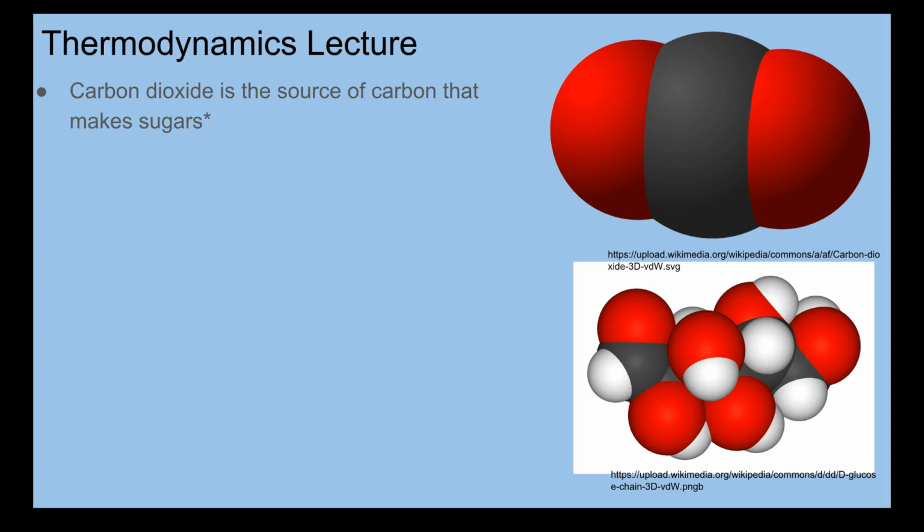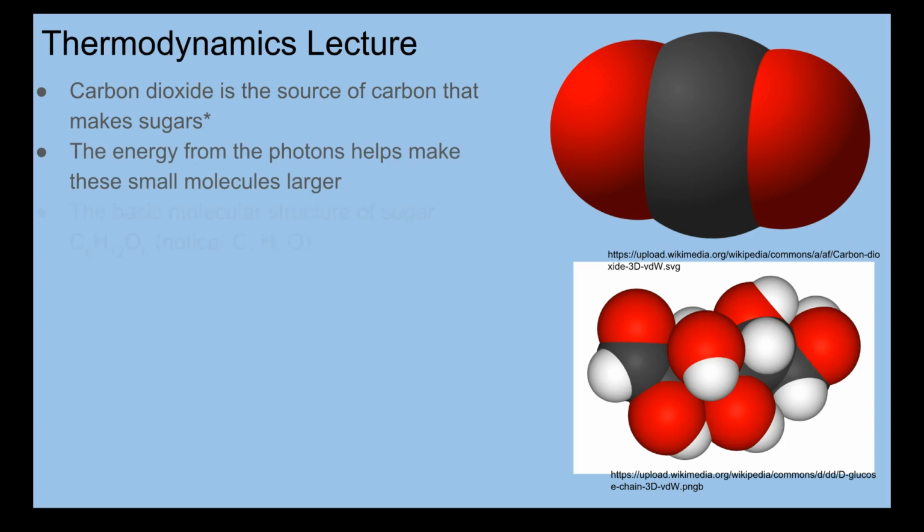Let's think about that. In this top right diagram, we see the carbon dioxide space-filling molecule. Essentially, carbon dioxide has 2 oxygens and 1 carbon. So by virtue of that mathematics, you can decipher that the red balls are the oxygen and the black ones are the carbon. But there are only a total of 3 atoms in this molecule. The energy from the photons helps make these molecules larger.